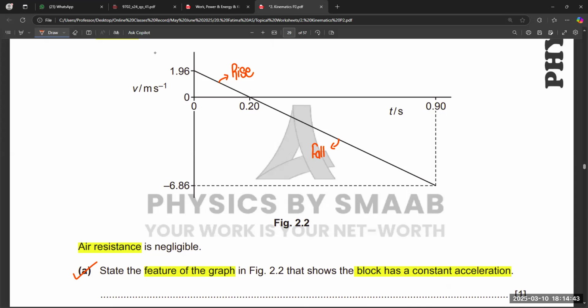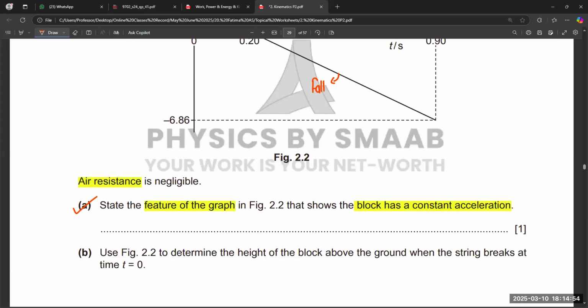Okay. So this is a speed time graph, and from a speed time graph we know that if we find the gradient of the graph, the gradient of the graph represents the acceleration.